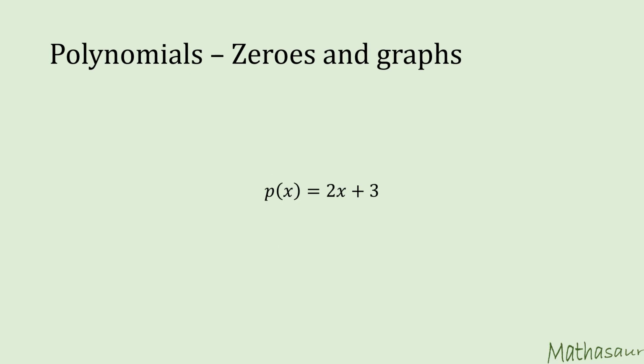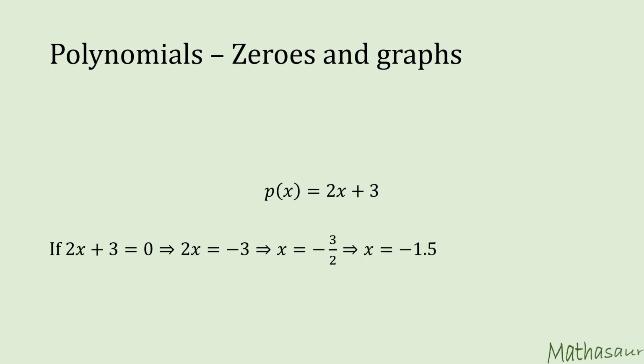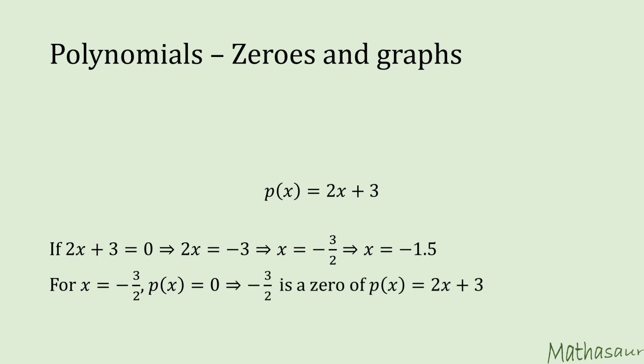Now let us look at a linear polynomial with degree 1. If we were to put 2x plus 3 equals 0, we would get x equals minus 3 by 2 or minus 1.5. Now for this value of x, the value of this polynomial is 0. Hence, minus 3 by 2 is a 0 of the polynomial 2x plus 3.